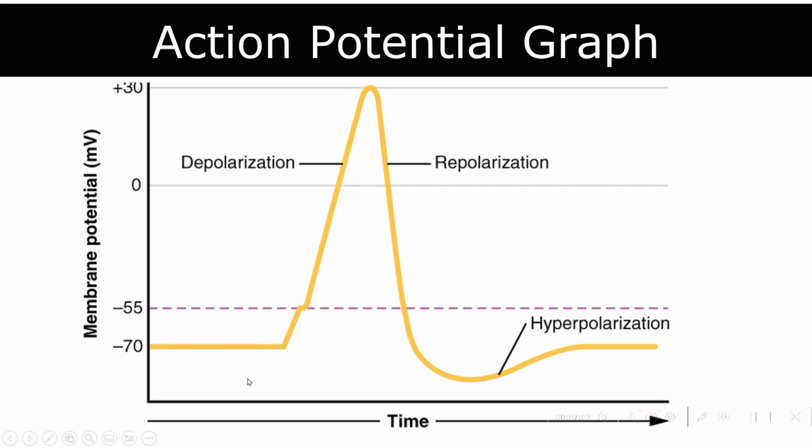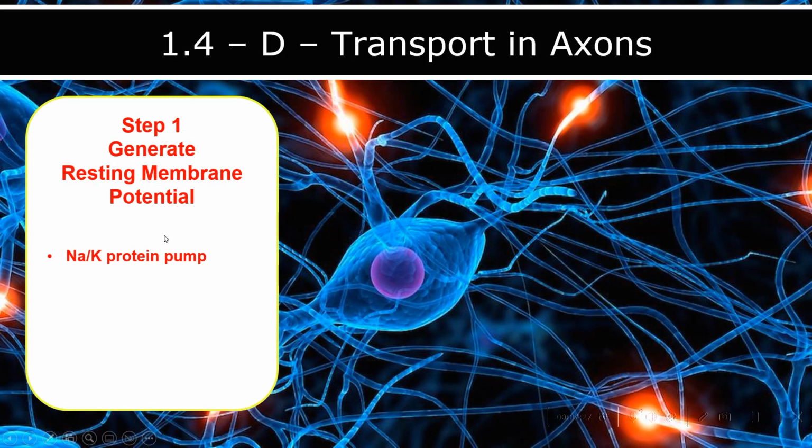So you might have to draw these. They might also point to different points of the graph and ask you which stage it is in. Is it depolarization? Is it repolarization? And then just to be extra mean, they're going to ask you about the open or closed state of the sodium channels that we're going to talk about in a second. So be able to interpret what's happening at these different points in the action potential.